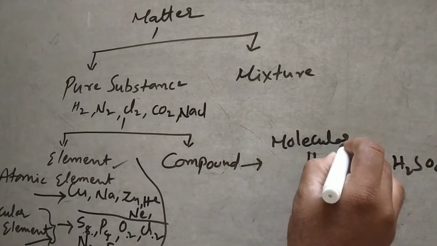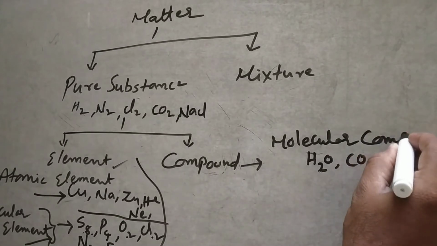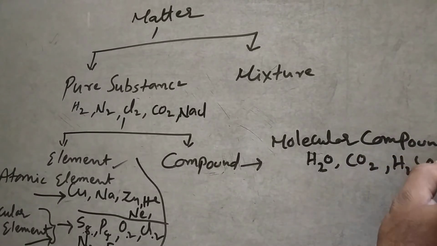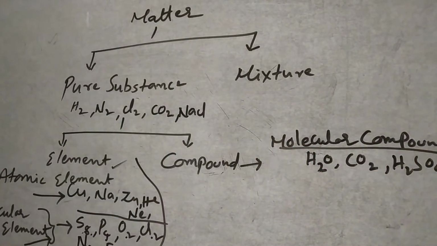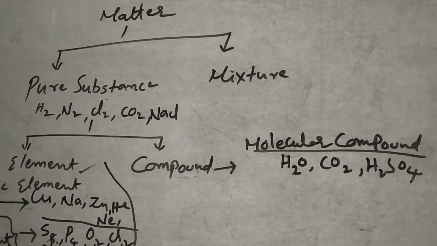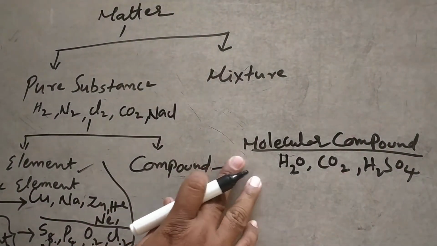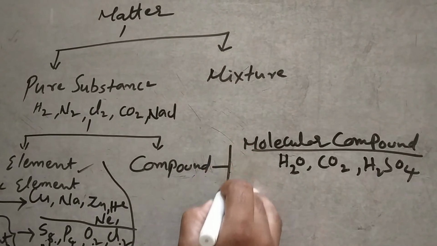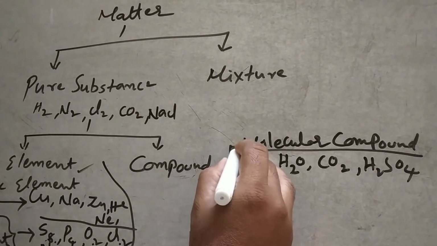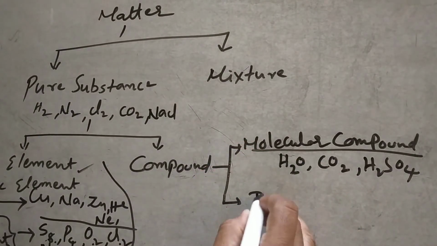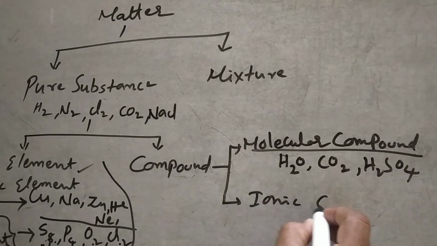Molecular compounds. Compounds only, but they are in the molecule state. So that is why molecular. Indirectly they are covalent in nature. So that is why compounds are classified into two types: one is molecular compounds and the other is ionic compounds.